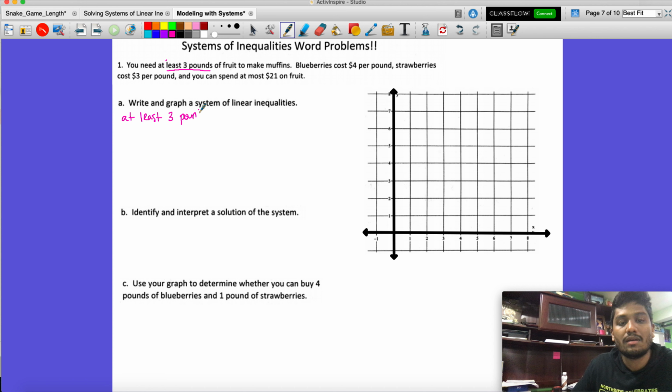Last video, that was just us getting used to the idea of how to write inequalities that represent scenarios, right? We didn't talk about graphing or analyzing solutions or anything like that. Here's a word problem that we are going to do that.